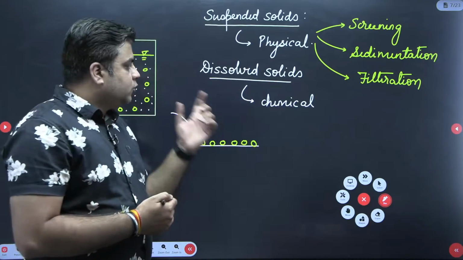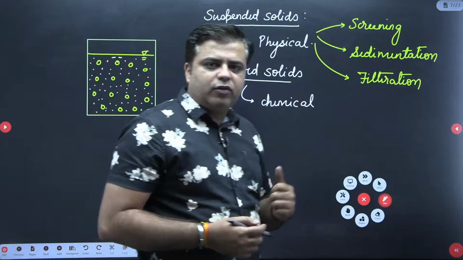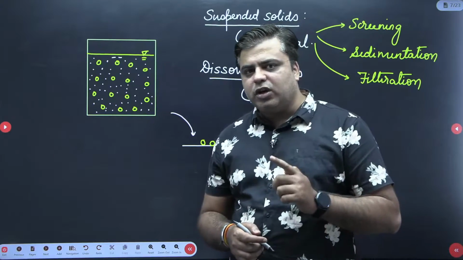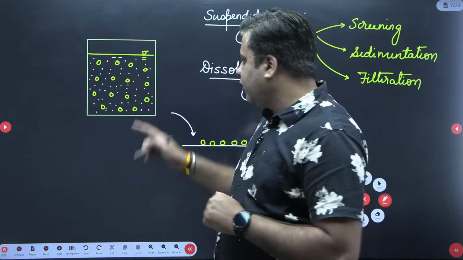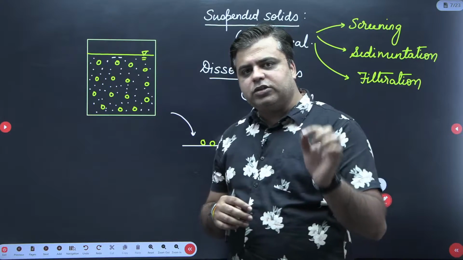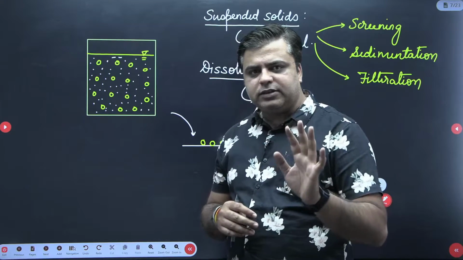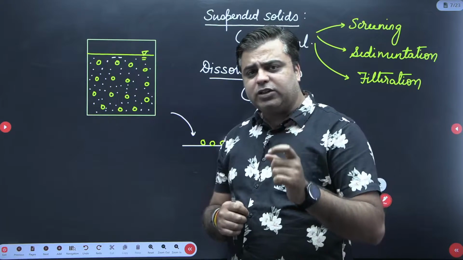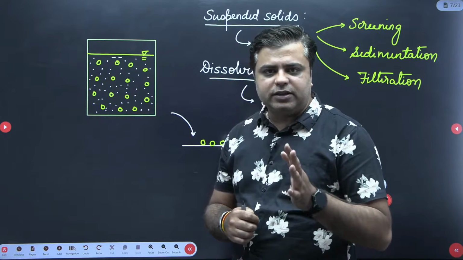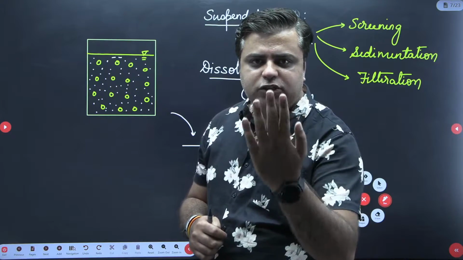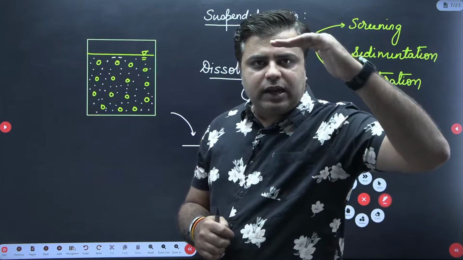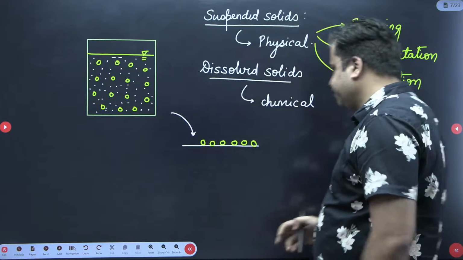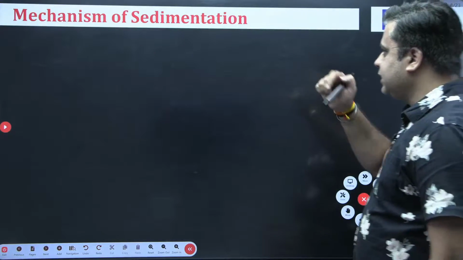So there are basically 2 types of solids in your water, and you need to remove both. First one is the suspended solids, and second one is the dissolved solids. Dissolved solids will be removed by chemical methods, that is by performing chemical reactions. And suspended solids will be removed by physical methods. Either you physically stop them from entering, or you allow these solids to settle out and they will be removed from the system. Okay, let's start with this.